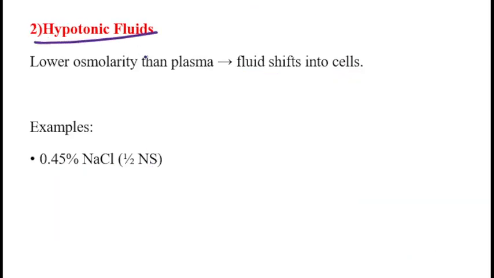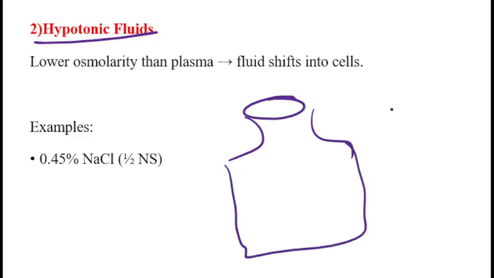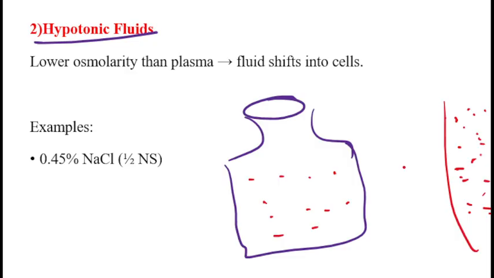Next, hypotonic fluids. Consider this is an IV fluid bottle, and here we have a blood vessel containing electrolytes. Here, the concentration of electrolytes present in the fluid is lesser than the concentration of electrolytes present in the blood. The concentration of electrolytes in the plasma is greater than that of the fluid, so these fluids have a lower osmolality than the plasma.